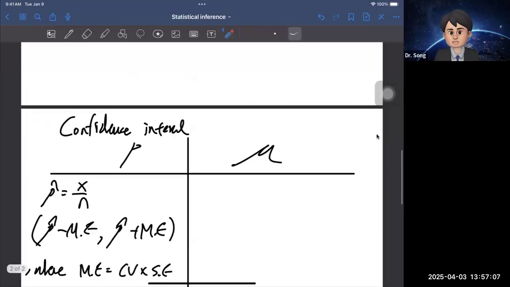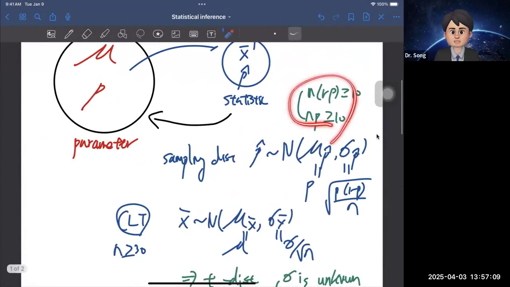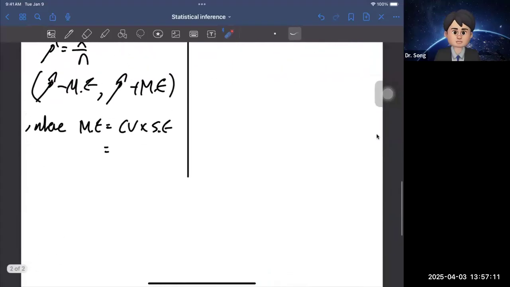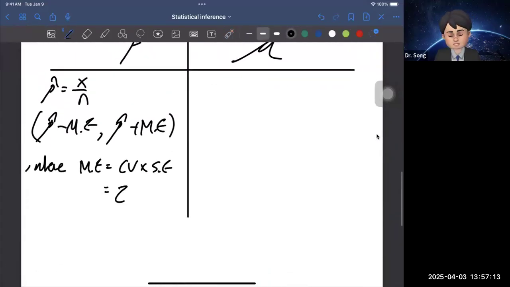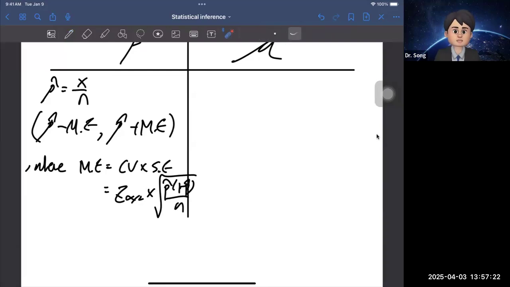But like I just said, you are using the normal distribution because p hat follows a normal distribution as long as these conditions are satisfied. So the critical value is a z critical value, which comes from the standard normal distribution. And then the standard error is the square root of p hat times 1 minus p hat over n. Standard error is nothing but it captures the difference across the samples.